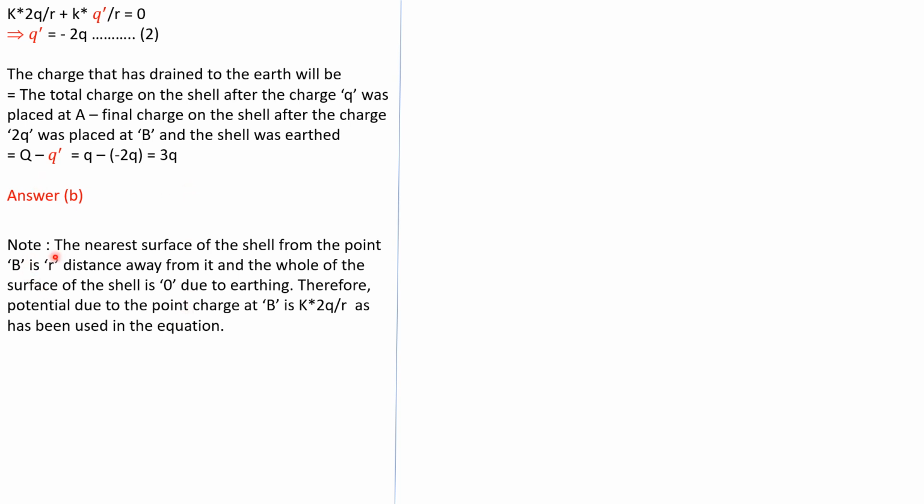You can go through the note. The nearest surface of the shell from the point B is r distance away from it, and the whole surface of the shell is at 0 potential due to earthing. Therefore, potential due to the point charge at B is k into 2q divided by r, as has been used in this equation.